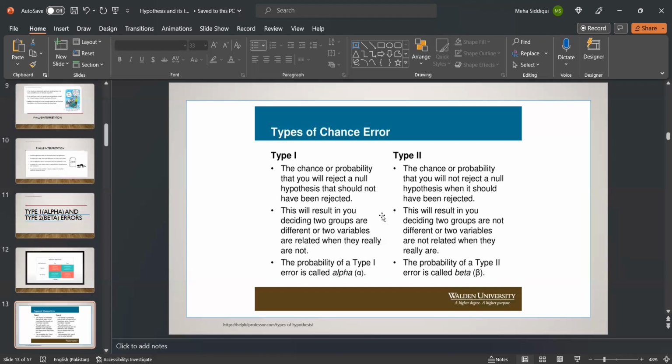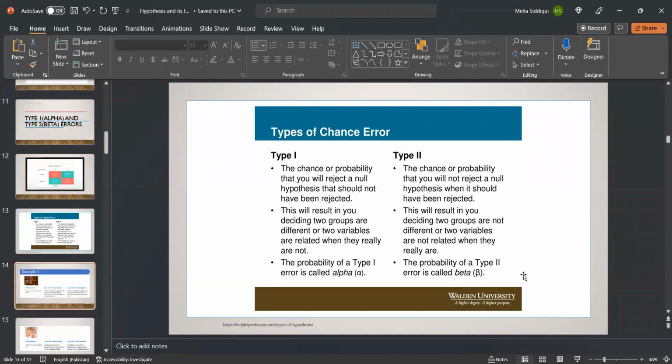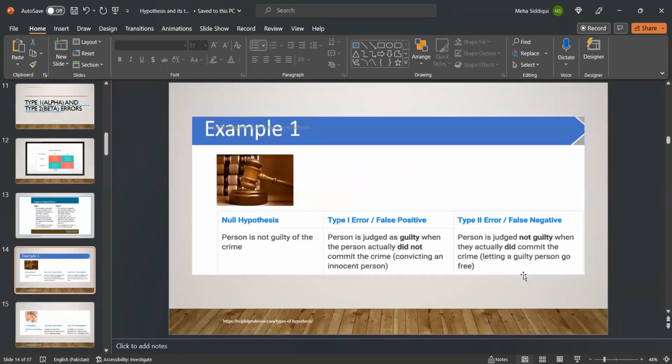So the probability of a type 1 error is also called alpha, and the probability of type 2 error is called beta. These are the examples. Here we can see that the null hypothesis is that the person is not guilty of the crime. So type 1 error is that the person is judged as guilty when the person actually did not commit the crime, that is, convicting an innocent person. And type 2 error is that the person is judged not guilty when they actually did commit the crime.